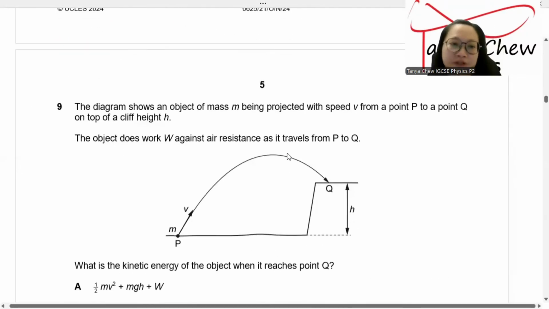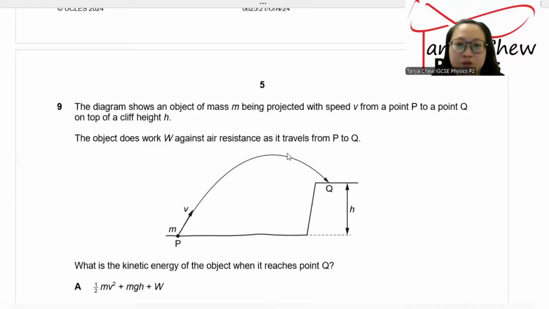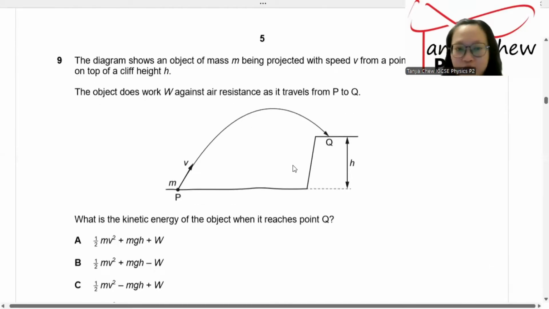Now, question number 9. The diagram shows an object of mass m being projected with speed v from a point P to a point Q on top of a cliff of height h. The object does work W against air resistance as it travels from P to Q. What is the kinetic energy of the object when it reaches point Q?